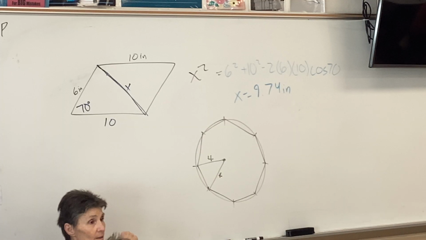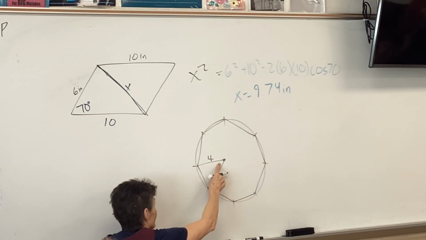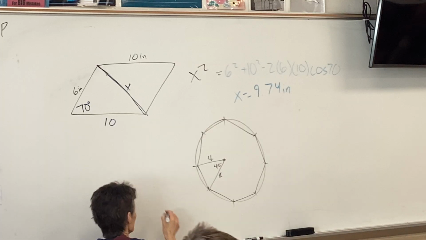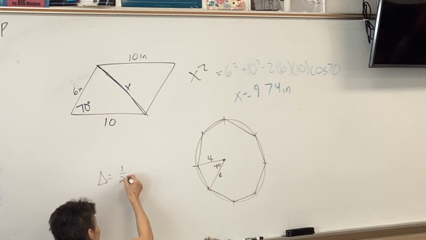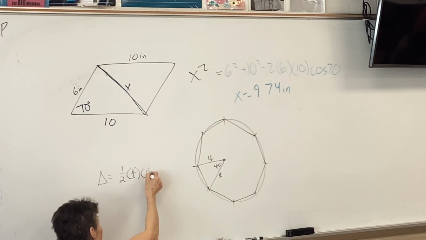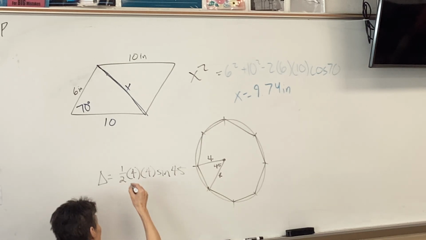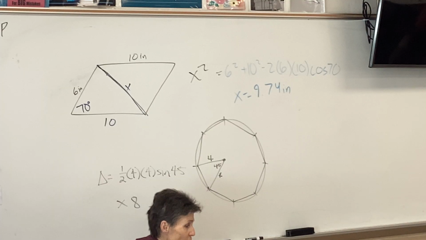All right. Tell me what you know here. What do you know about this angle right here? It is 360 divided by 8, so it is 45. So the triangle area will be 1/2 times 4 times 4 times sine 45. Then I'll take that times 8, and that will be the answer to the question.